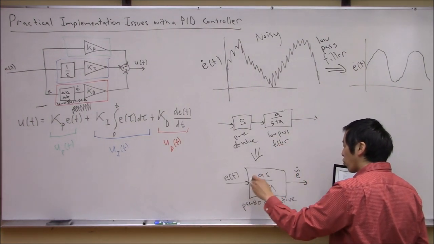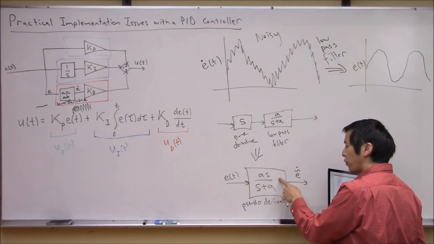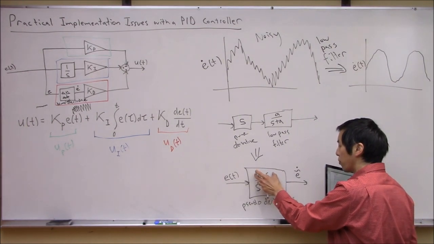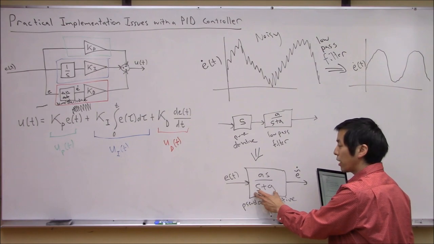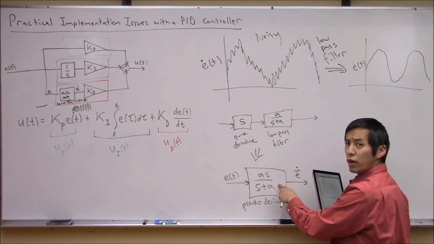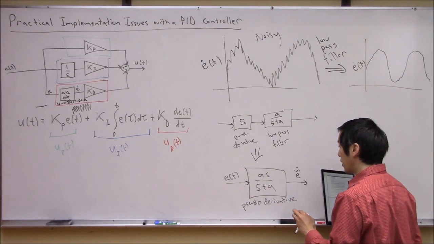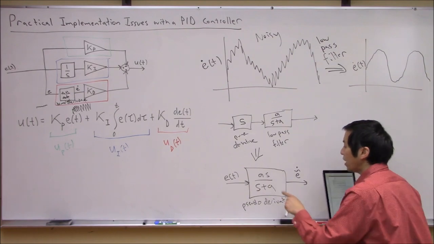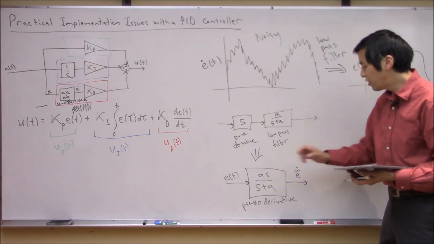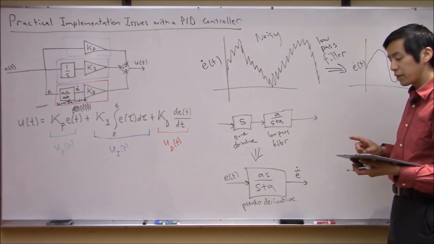Now, what's great about this though is check this out. This has got a couple of things. First of all, this is not an improper transfer function. The order of the numerator is equal to the order of the denominator. So we can run over to Simulink and I can implement this as a transfer function right off the bat, exactly the way it sits. Secondly, this also solves some of our noise issues, in the sense that it does have this low pass filtering built in.